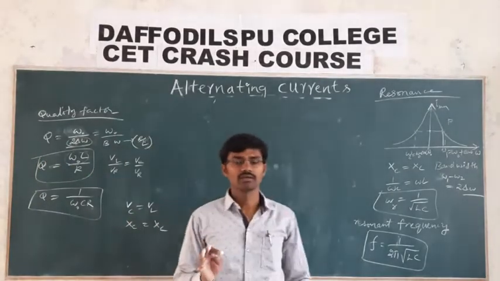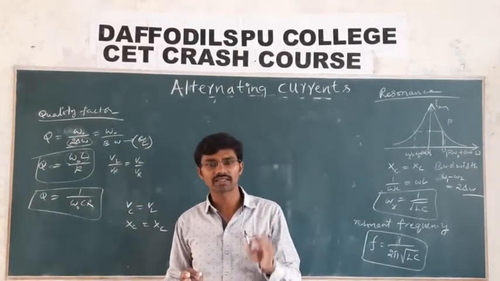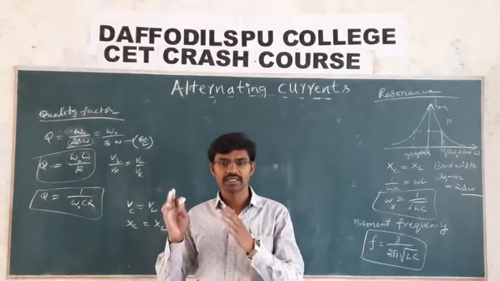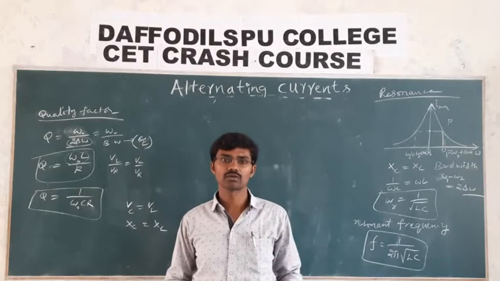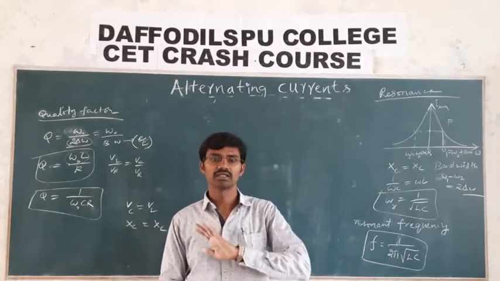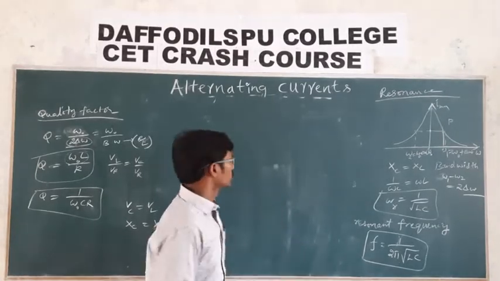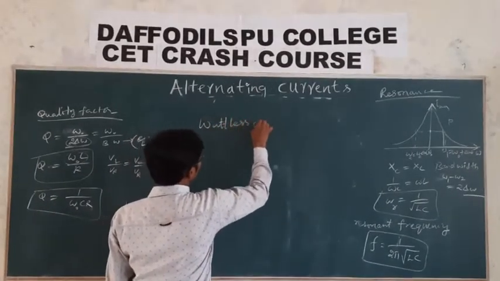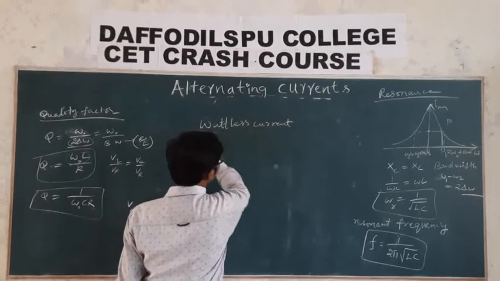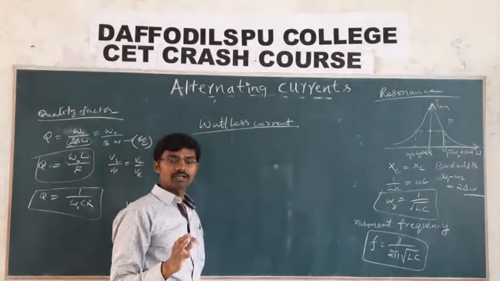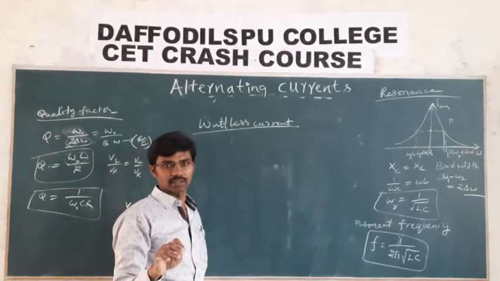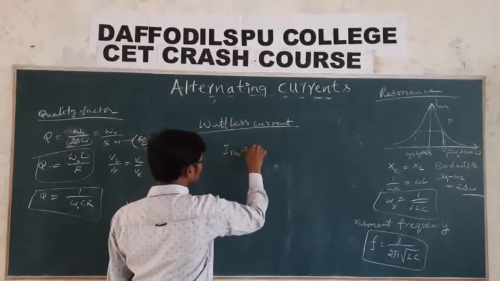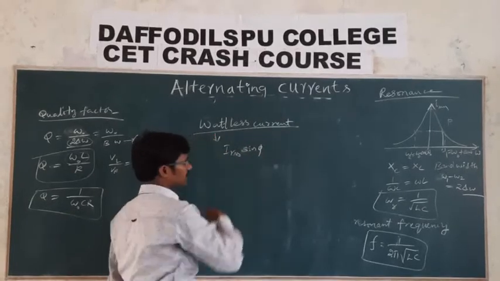Only when we have a resistor in a circuit is there a loss of energy. Whereas if there is no resistor, like an inductor circuit or capacitor circuit or both inductor and capacitor circuit, there is no power loss. Then what is the wattless current? Wattless current means the component of the current which does not dissipate any power in a circuit. Irms sin phi is called wattless current.